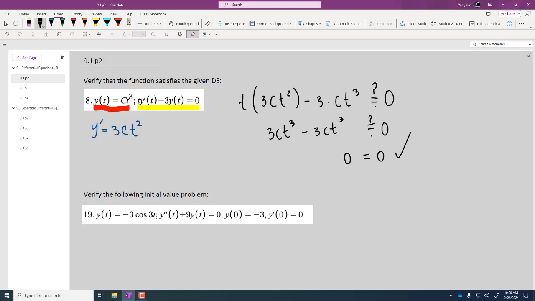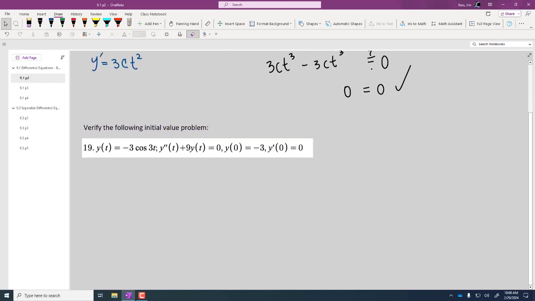That means that this function y, this function of t, satisfies this differential equation for every value of c. It's just like when you're taking an integral. There's an infinite collection of functions that satisfy it. Same idea with differential equations. You're essentially integrating, and c can be any real number. All right, so that's the general principle.